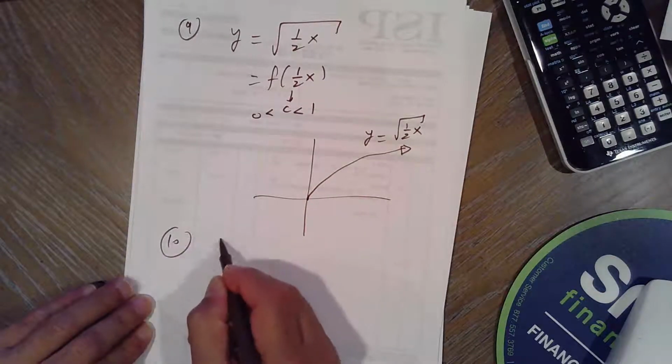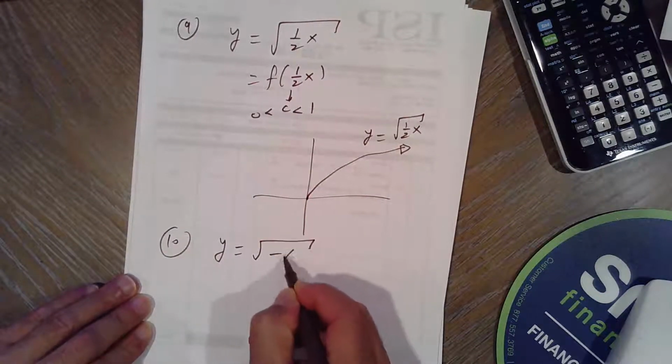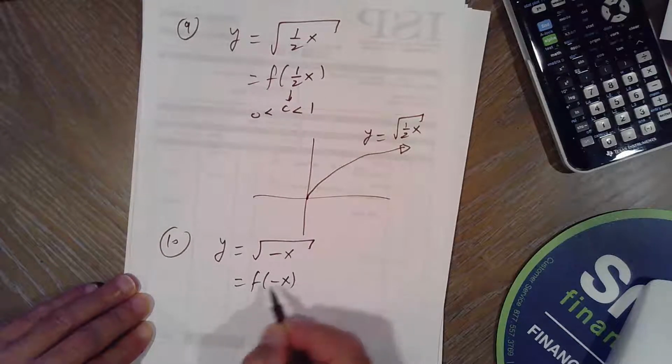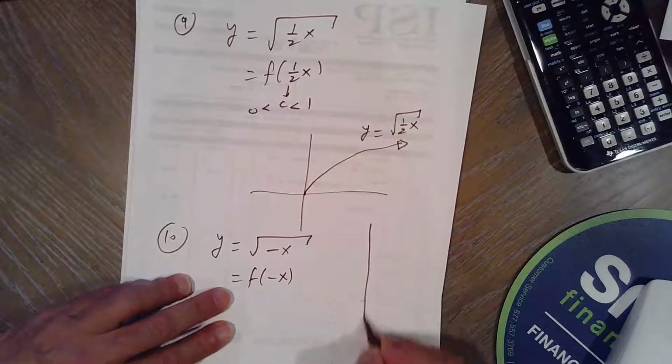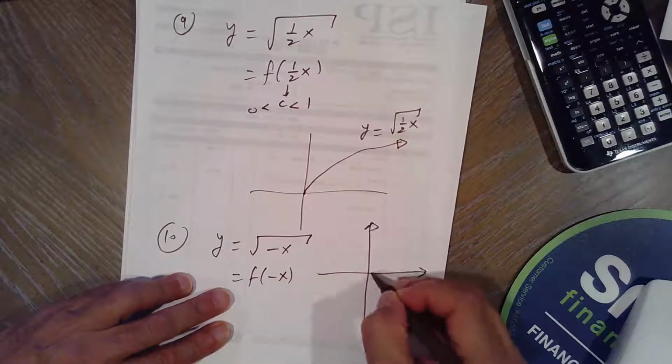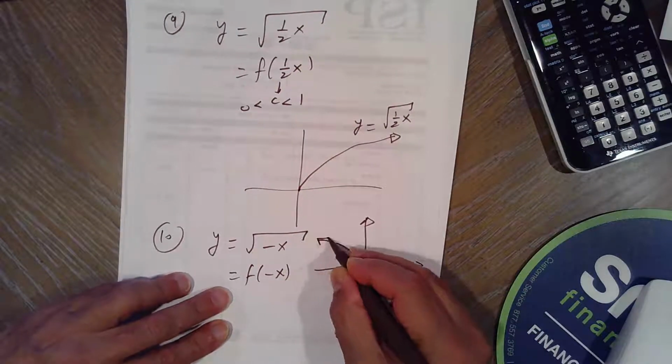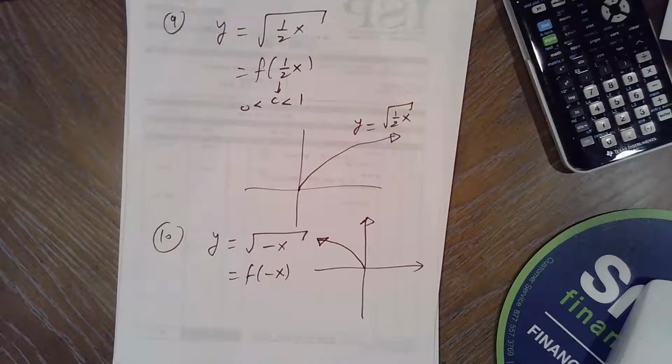And number 10, if you have y equals square root of negative x, that's f of negative x, which is a reflection about the y-axis. So instead of going this way, it's going to go that way. Okay.